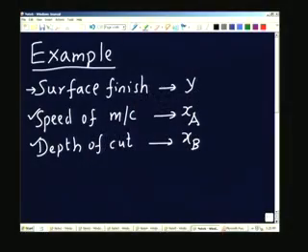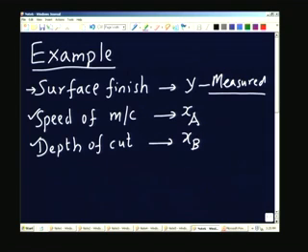Okay, depth of cut. Surface finish I am going to measure using some instrument. This is measured after the machining process is done. We are going to conduct the experiment by machining the part. After the machining I am going to take it out and measure the surface finish using some instrument, and I want to link the value of y to the values of x a and x b which were used in the experiment.